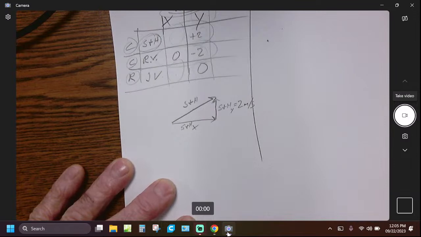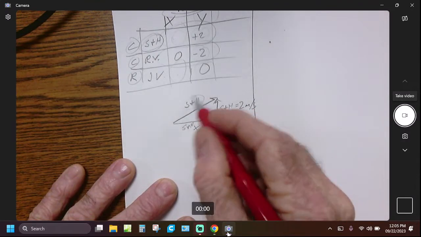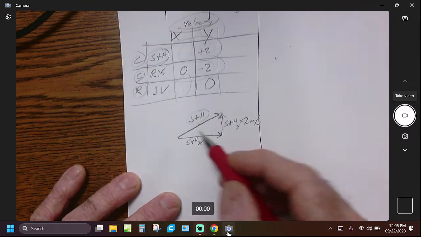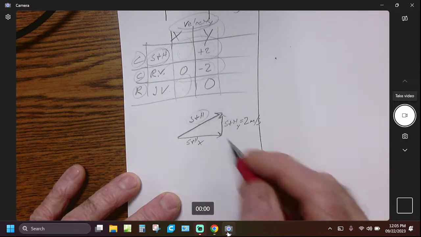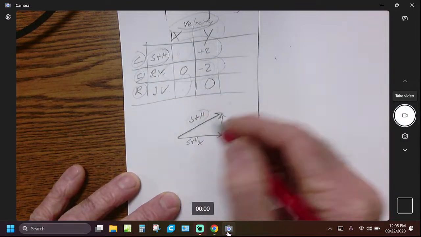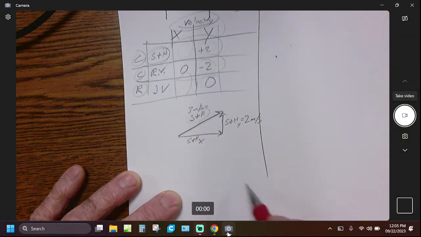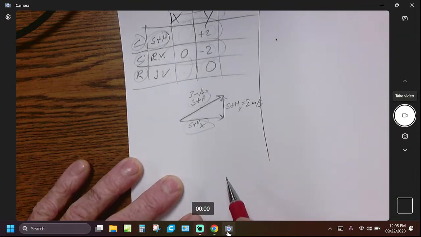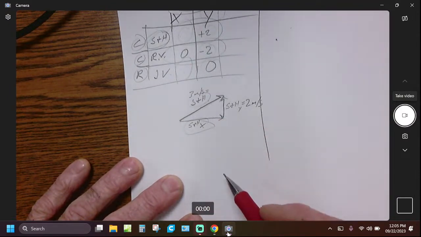And we actually do know this. How fast can she paddle in still water? 3 meters per second, so that was given in the problem. They can paddle 3 meters per second. So this is 3 meters per second. So we can get this now. So what's this? If this is 2 and this is 3?